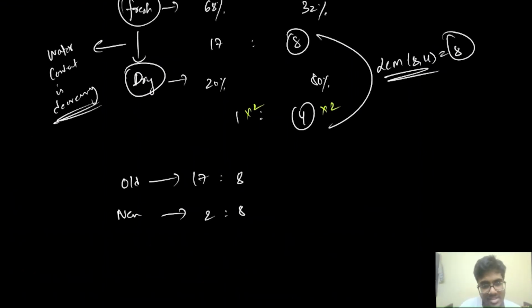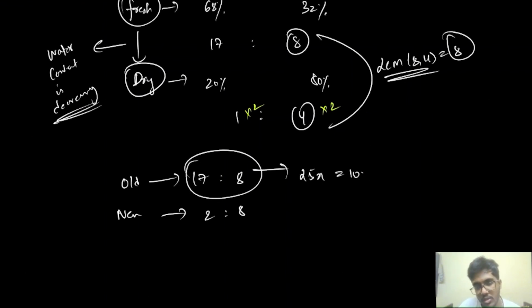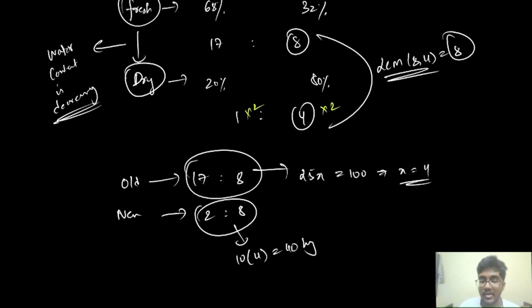What did they give in the question? The whole fruit, the old one or the dry fruit, the total is 100 kgs. So whatever the quantity here, it is 17x plus 8x, that is equal to 25x, that is equal to 100. From this we get x value to be equal to 4. So now this is basically 10, so 10 into 4, that is equal to 40. So 40 kgs of dry fruit can be obtained from 100 kgs of fresh fruit.